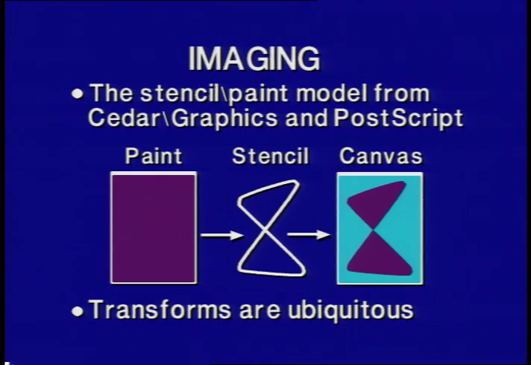And the other fundamental part of the imaging model is coordinate transformations. Coordinate transformations are completely ubiquitous. Everything that any application ever does passes through a transformation matrix. So when you ask to draw a line from here to there, then the coordinates of here and there are passed through a transformation matrix. Whenever you try to do something like draw a text, everything having to do with that piece of text passes through the coordinate system.